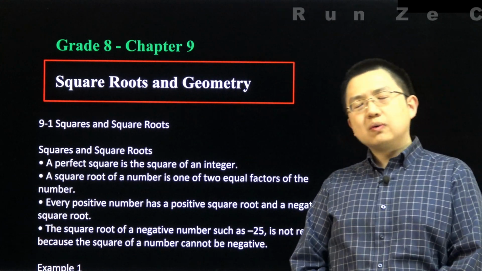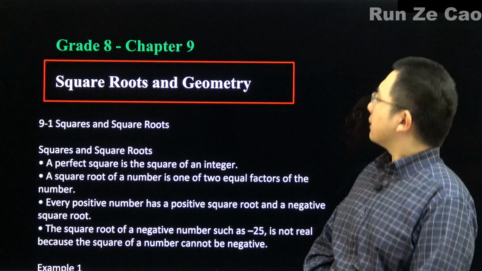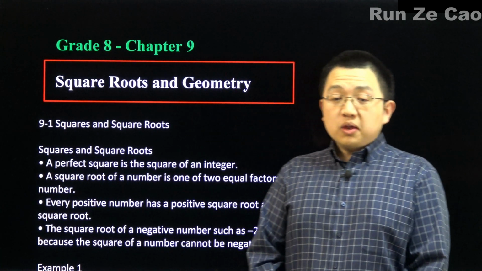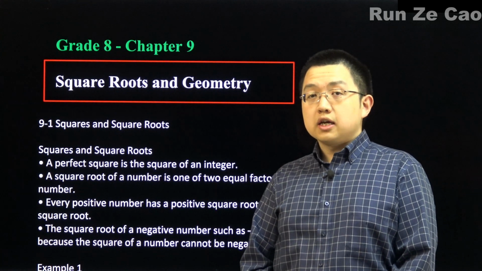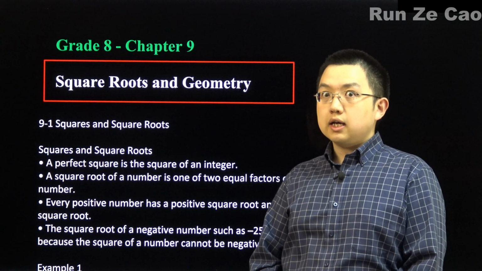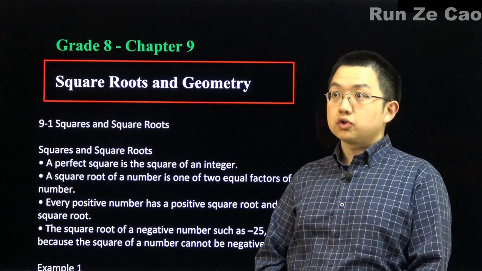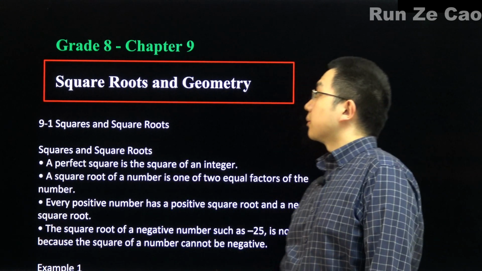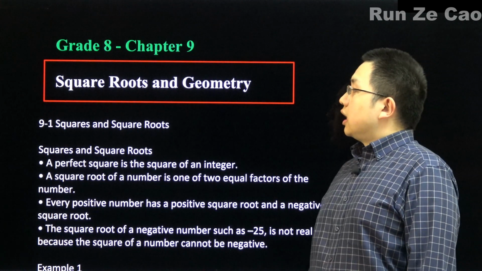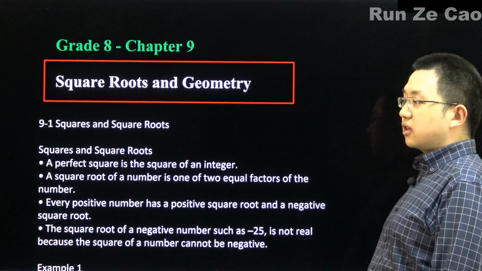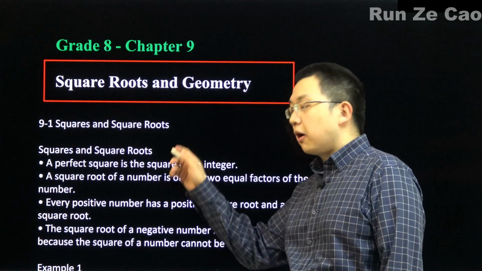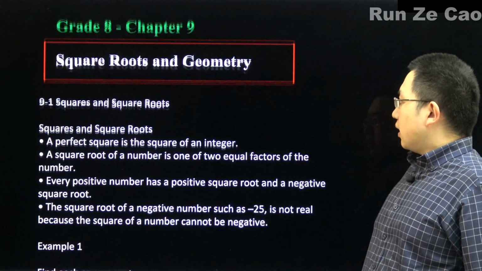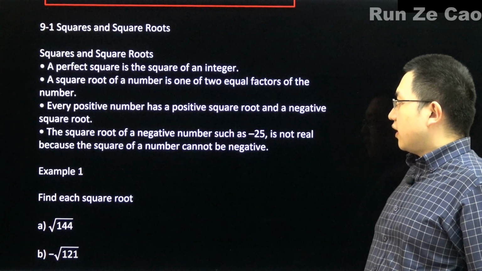You might be thinking, what do square roots and geometry have to do with one another? Well, the Pythagorean theorem is kind of important in geometry, and it requires square roots. Therefore, these went in the same chapter, apparently. So, a perfect square is the square of an integer, so the integer multiplied by itself. Now, a square root of a number is one of two equal factors of the number.